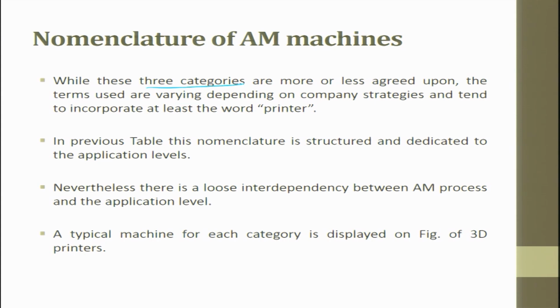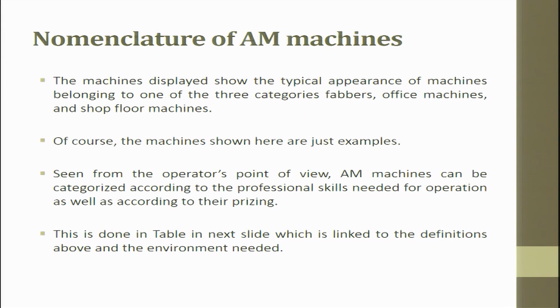These three categories are more or less agreed upon. The terms which are used vary depending on company strategy and the trend of incorporating at least the word printer. So additive manufacturing means people have started using the word printer. So in the previous table, this nomenclature is structured and dedicated to the application level. Today it is again loosely used and people start mixing up. The machines displayed show the typical appearance of a machine belonging to one of the three categories: Faber, office machine and shop floor. Of course, the machines shown here are just examples.